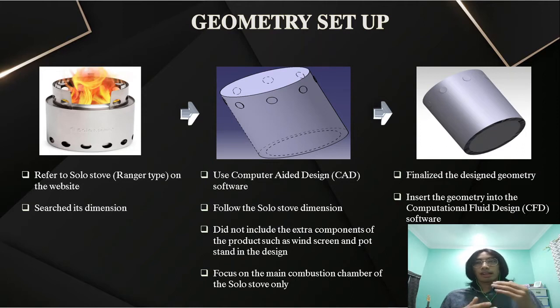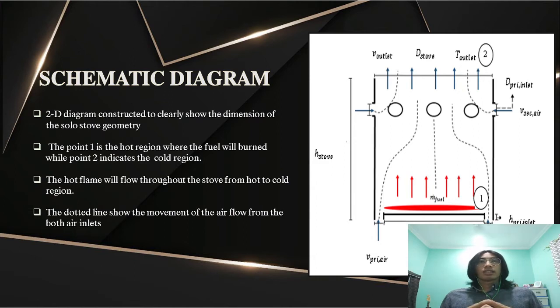Okay, after I have completed the design in CATIA, I transfer it to the CFD software. In this CFD software, I will finalize the design geometry, install it, and save it in the CFD software program. Next, a schematic diagram has also been constructed to clearly show the dimensions of the Solo Stove geometry.